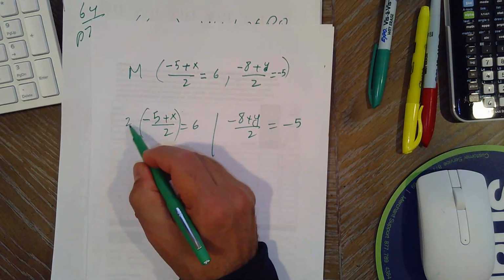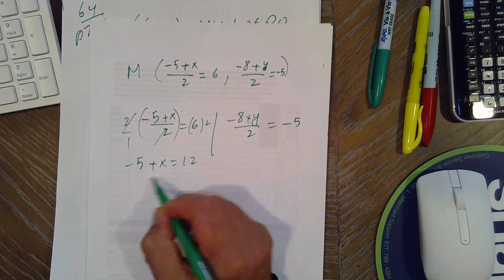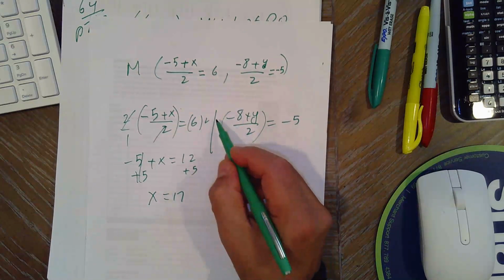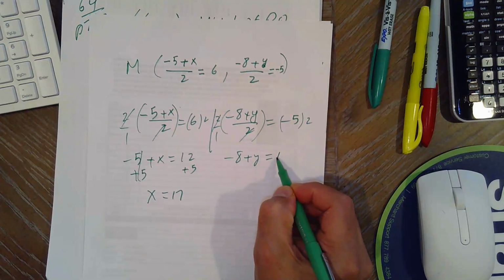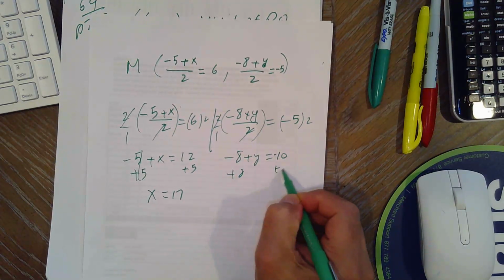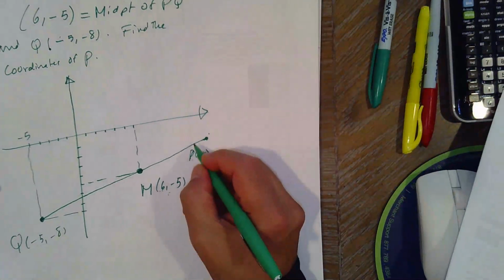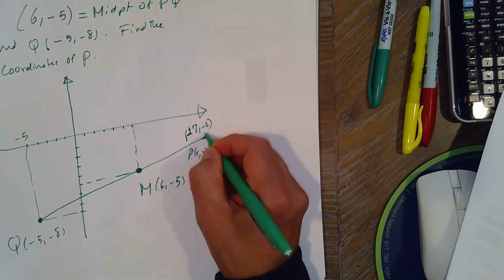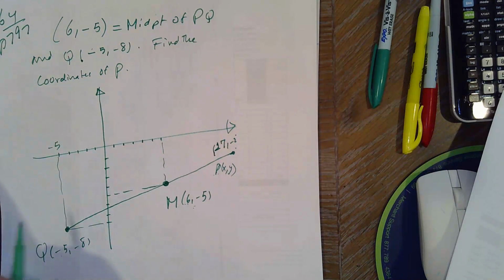We times by 2 to get rid of the fraction. -5 plus x is 12, and add the 5. x is 17. Times by 2: -8 plus y is -10. Add the 8. (17, -2), which looks right there. P is at (17, -2). Okay, you can see it, that makes a lot of sense. And that's it for 9.6. So until 9.7, see you then.